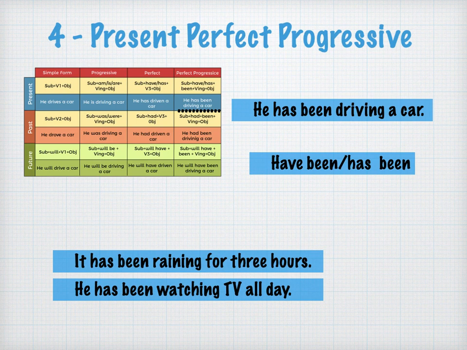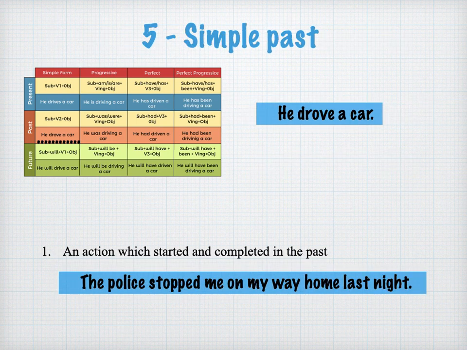Now we are moving with past tense. So the first one is simple past. So you can see we have reached this phase, the black dotted one. Simple past, he drove a car, an action which started and completed in the past. The police stopped me on my way home last night. So that's a completed action, so it is called as simple past.